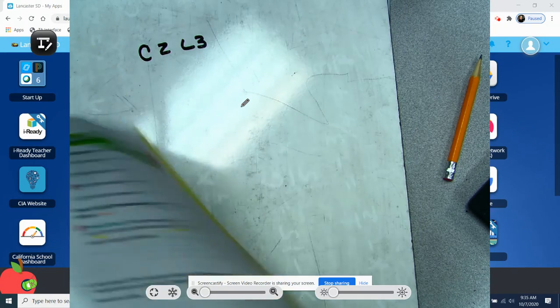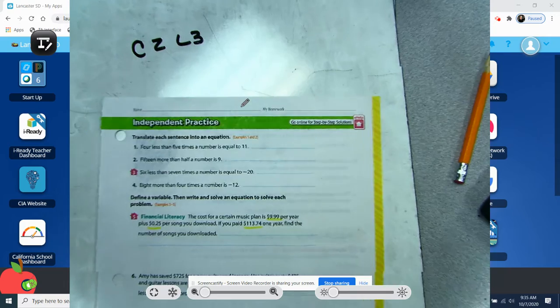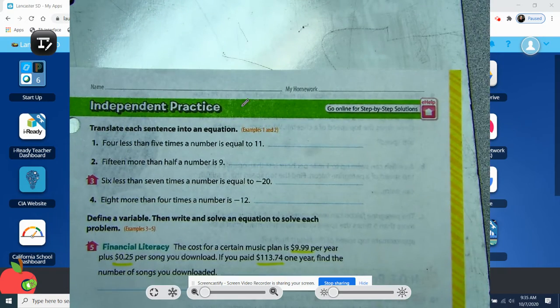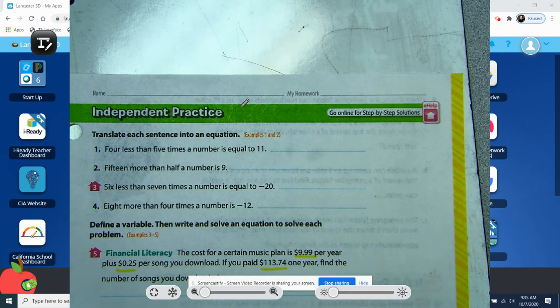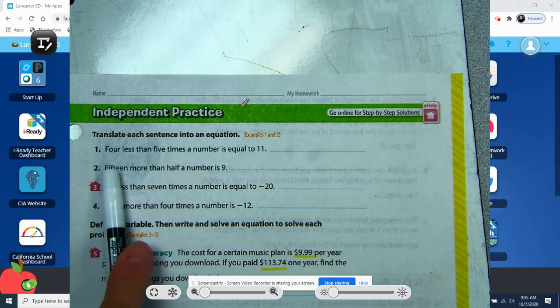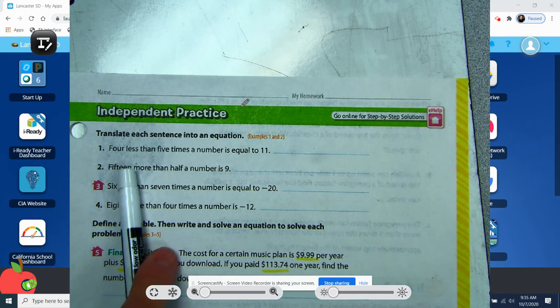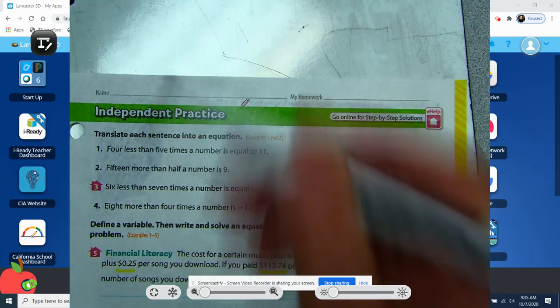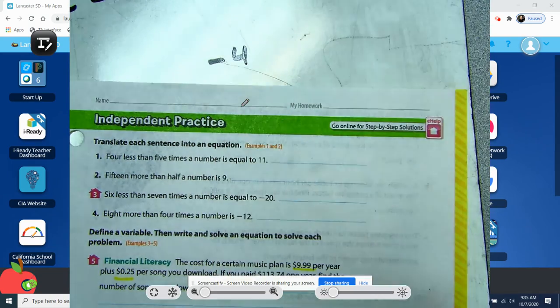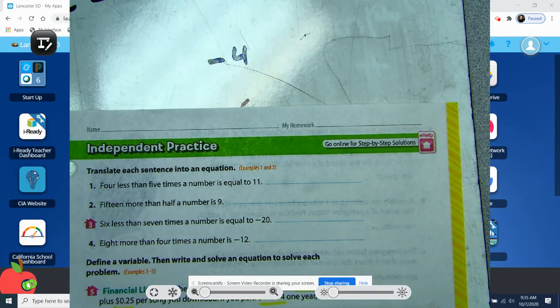So we're going to be looking at some assignments like this. So we're going to be translating sentences into mathematical operations. So here we see 4 less. 4 less than means we're taking away 4. So that means minus 4.